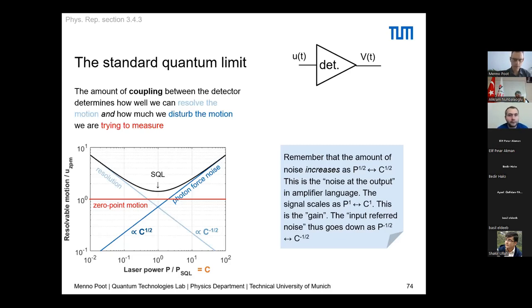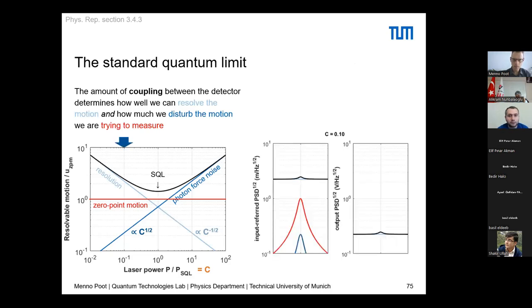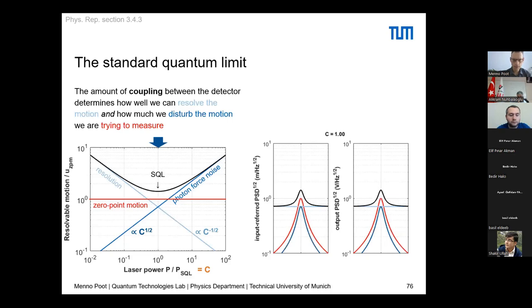So what happens now if we go to a little bit higher coupling? We turn the knob and increase the laser power so that now we're at the standard quantum limit. Well, that means we are going to a new operating point, and that also means the power spectral densities will be different. So this is still the one for 0.1. Now we're at 1, and then they look something like this.